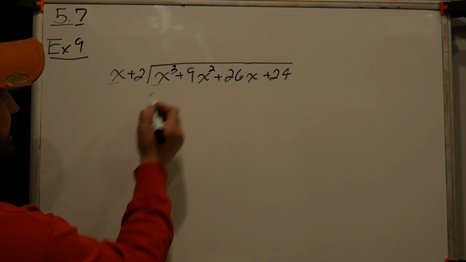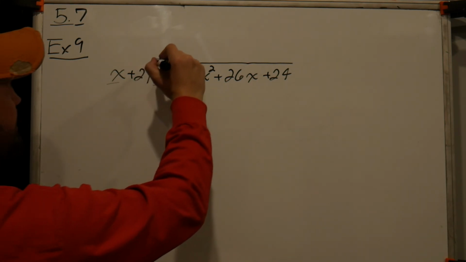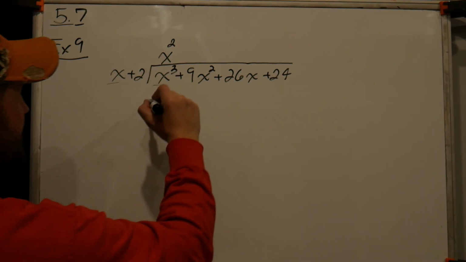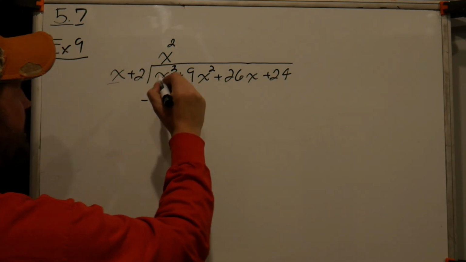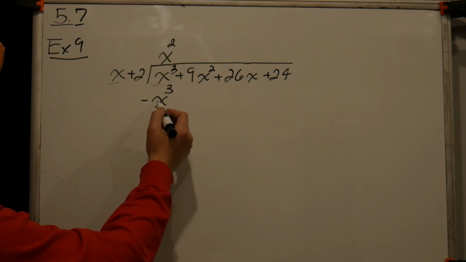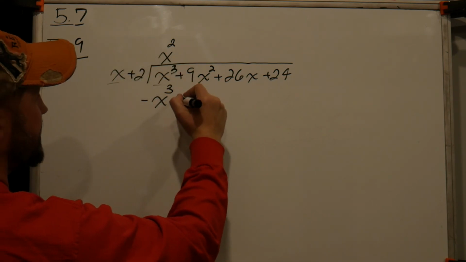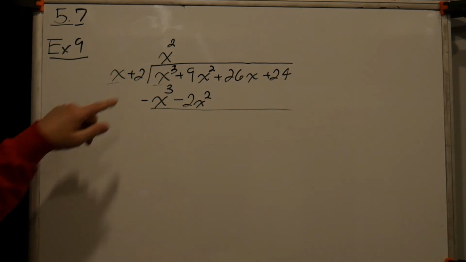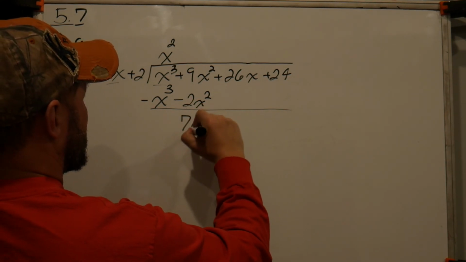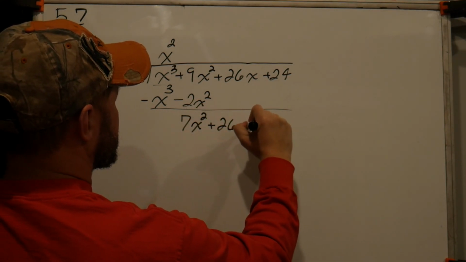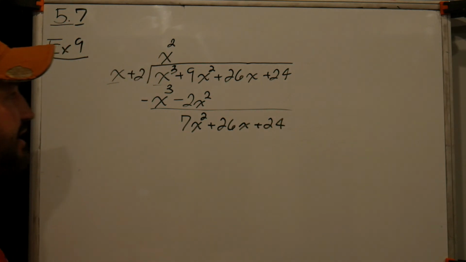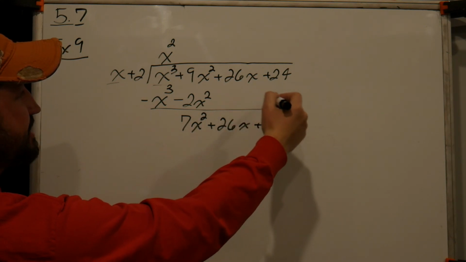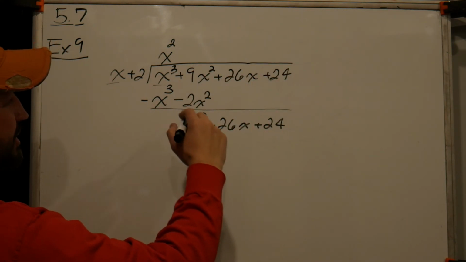The key is, I need to make x equal x cubed. So I multiply by an x squared. When I do, I get a positive x cubed, I subtract it. Here I get a positive 2x squared, so I subtract it. So now I have 7x squared plus 26x plus 24. Doesn't matter how many they give me, I just drop them down. As long as nothing's here, I drop it right down. It's like saying plus 0 plus 0 plus 0 or minus 0, however you want to think about it.